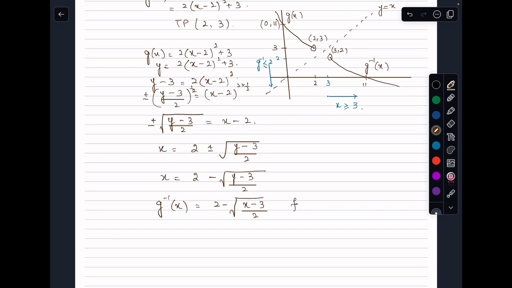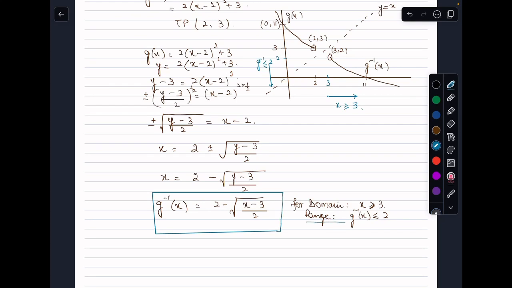And this shall be defined for the domain, which is x greater or equal to 3, and for the range, g inverse of x should be lesser or equal to 2 here. So this is what my answer is going to be with respect to the question. G inverse, and they have asked for the range also.